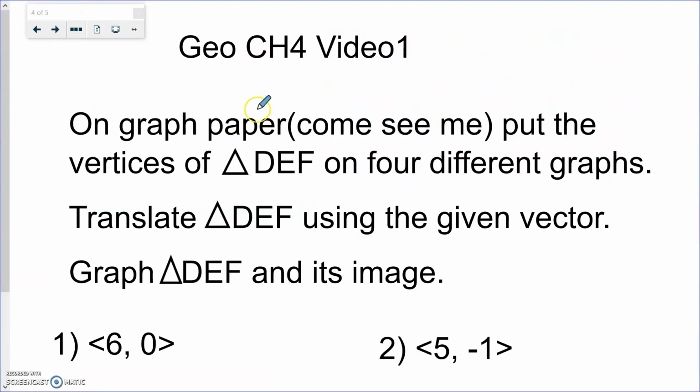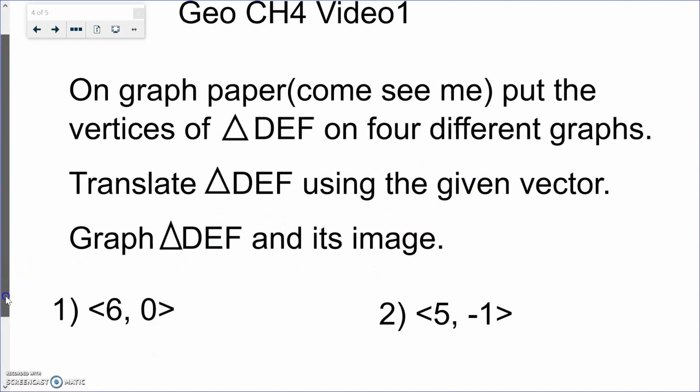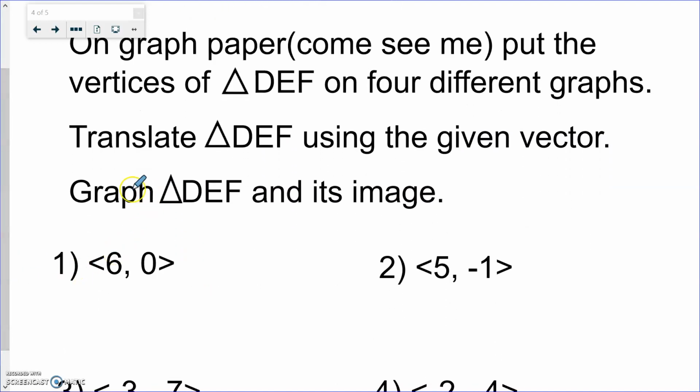We're going to be using that practice for our assignment. So this is Geometry Chapter 4, Video 1. On graph paper, come see me, I'll have some. You're going to put the vertices of triangle DEF on 4 different graphs. And then we're going to translate DEF using the given vector. So the way you would hear that is graph triangle DEF and its image. And the image is our new figure and how we translate it.